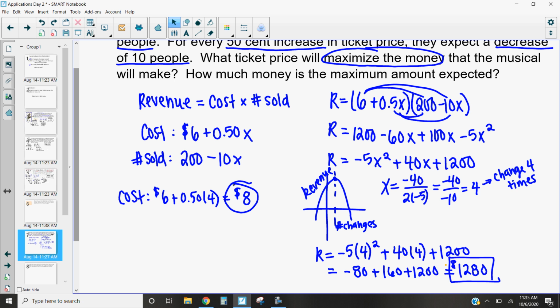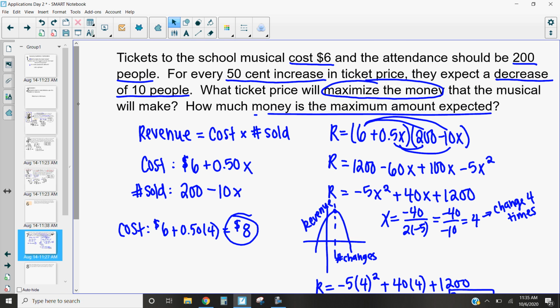So the ticket price that we want to maximize is this $8. How much money do we expect to get is this $1,280. And it's going to be that way for every cost maximization problem. We're looking at the revenue or the income. We'll use both of those 2 words. But basically, we're looking at what is the maximum amount that we're going to make. And we can do that using this relationship here of cost times the number of items sold.